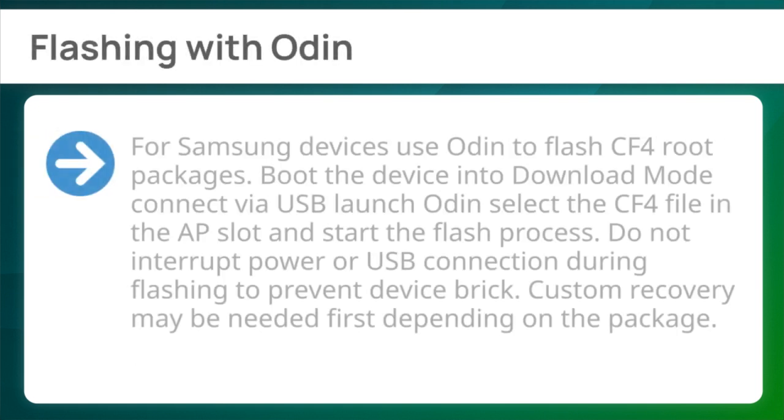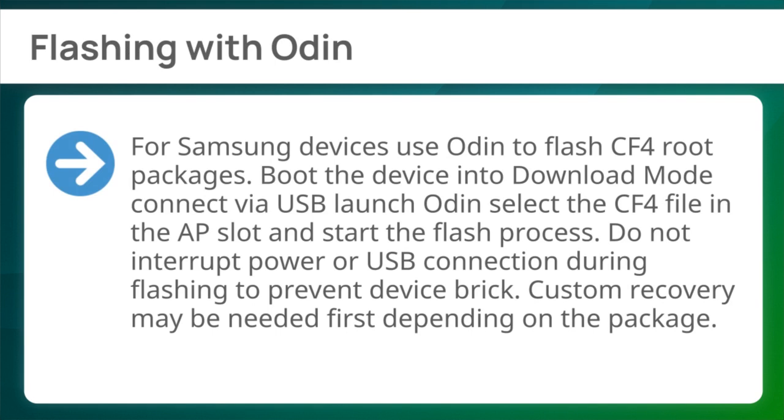Next, flashing with Odin. For Samsung devices, use Odin to flash CF4 root packages. Boot the device into download mode, connect via USB, launch Odin, select the CF4 file in the AP slot and start the flash process. Do not interrupt power or USB connection during flashing to prevent device brick. Custom recovery may be needed first depending on the package.